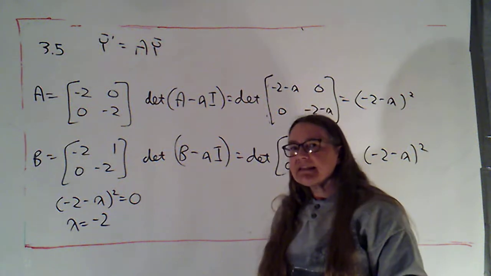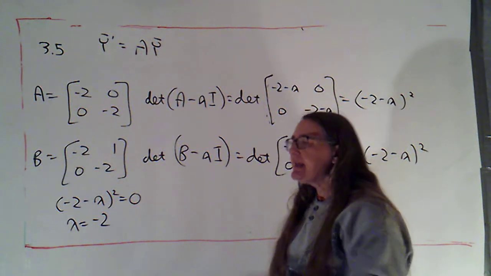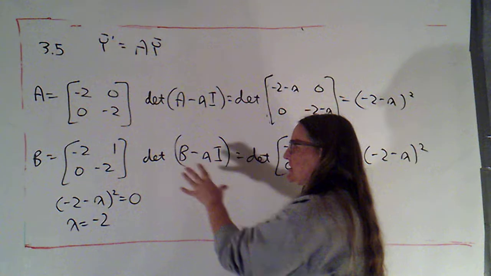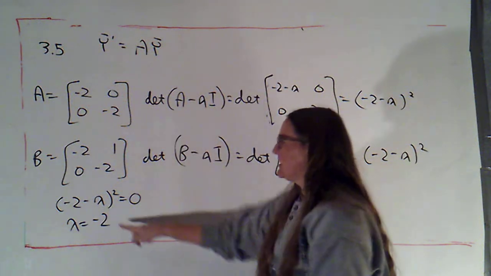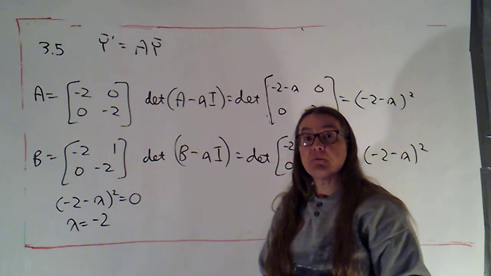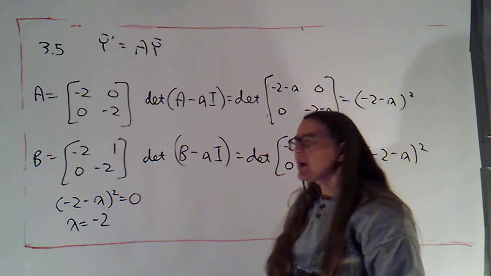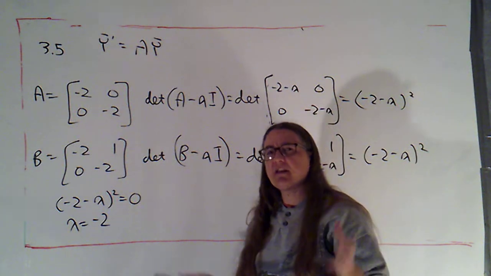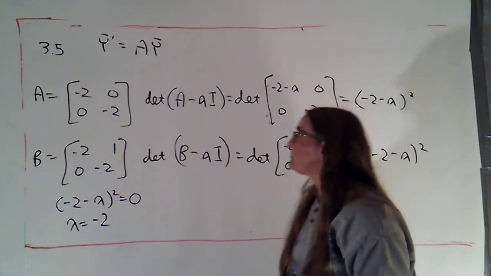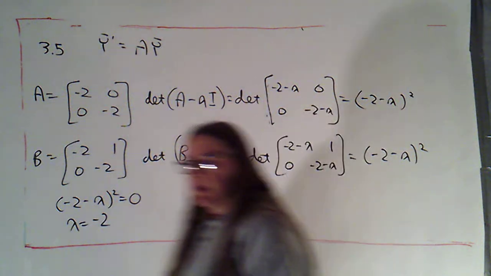So let's see if we can find the eigenvectors that go with this eigenvalue for both A and for B. And then we can talk about how that affects the general solution and how that's going to affect the phase portrait.